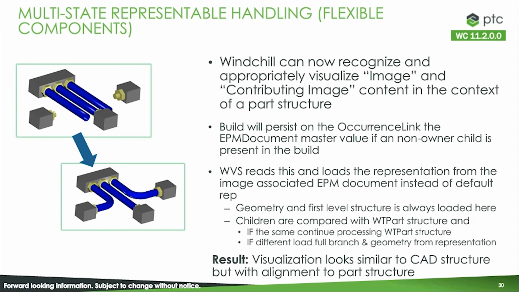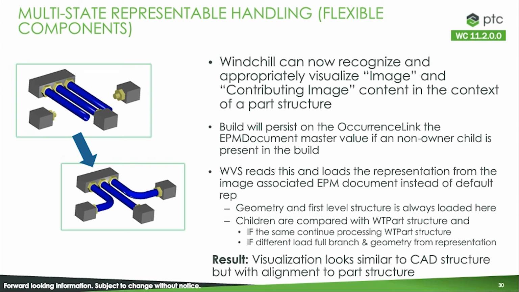If you're on Windchill 11.2, as part of the build process, when you check in a CAD model and it creates that part structure, it will recognize if any of the children that it built that part structure with came from an image association. In this case, we've got my left and right hand routed version of this hose. This assembly actually contains 3 occurrences of this hose: the straight piece, which is the default representation, the left routed version and the right routed version.